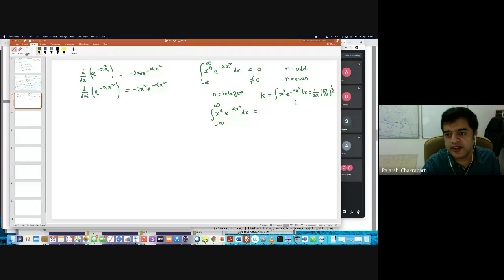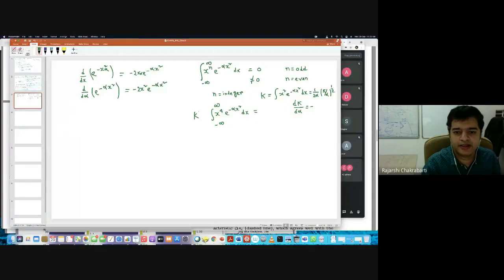Then what is dk d alpha? This is nothing but minus of, if I call this integral k tilde, sorry. If I call it k tilde, this integral, so this is nothing but minus of k tilde. Is this clear?